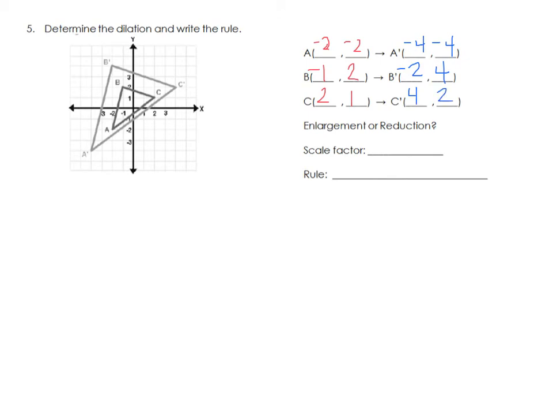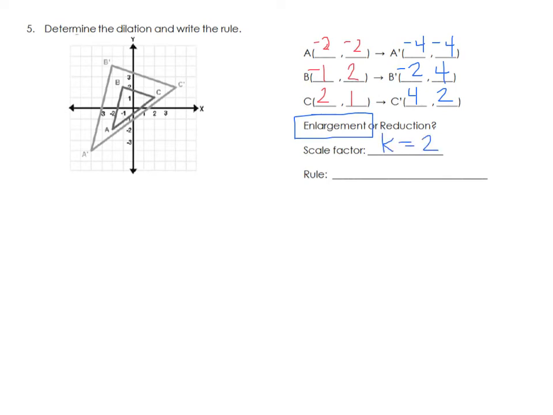Pay really close attention to your preimage and image, because if you get those backwards, then you will get whether it's an enlargement or reduction backwards. Our image clearly got larger, so this is an enlargement. We need to identify the scale factor so that we can write the rule. Again, several of you may be able to just look at this and see, well, obviously all the coordinates doubled, so the scale factor is 2.